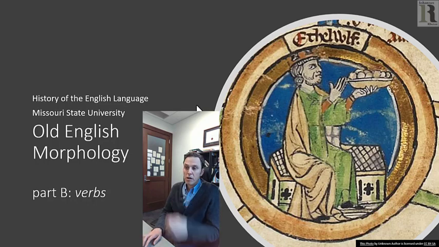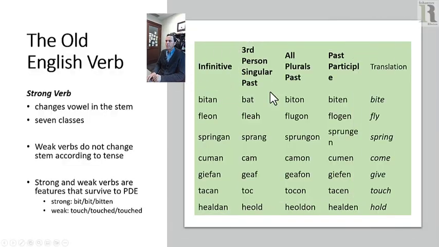Okay. Anyway, let's start with the verb. The Old English verb. There are two kinds of Old English verbs. There were strong verbs and there were weak verbs. And this is still true of English to this day. This is a feature that has remained.